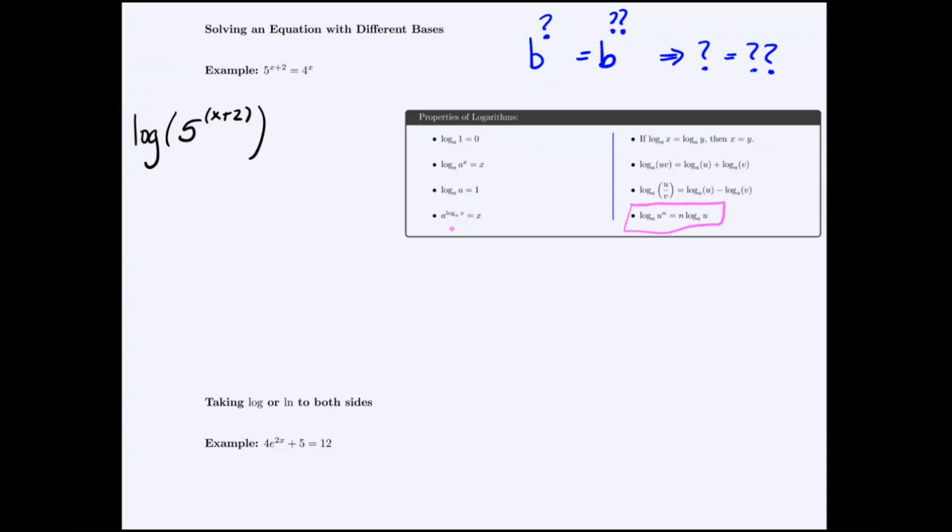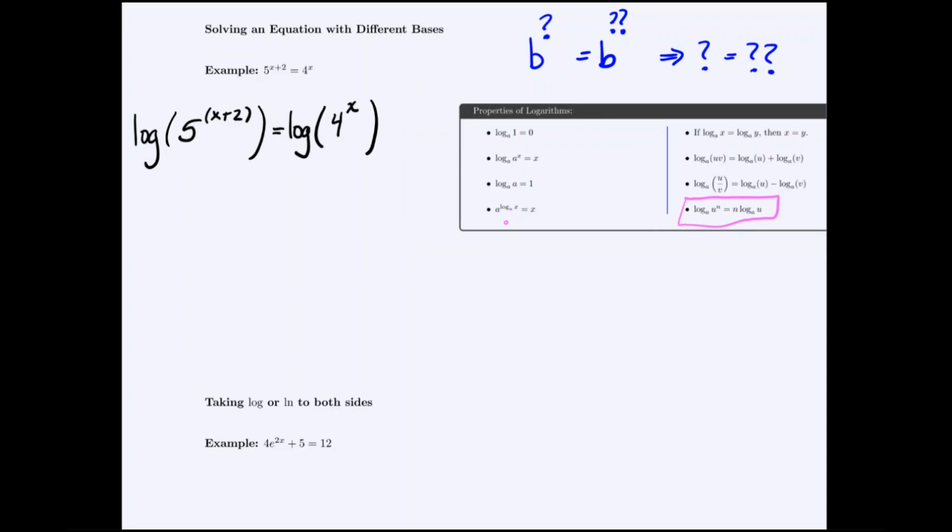So I think about what is 5 to the x plus 2 equal to? Well, at the very beginning they told us 5 to the x plus 2 is equal to 4 to the x. So I could equivalently write this is equal to log, but instead of 5 to the x plus 2, it's 4 to the x. So we now have an equation that we can work with. And by this property, we know that the exponent of the input of a logarithm comes in front as a multiplier.